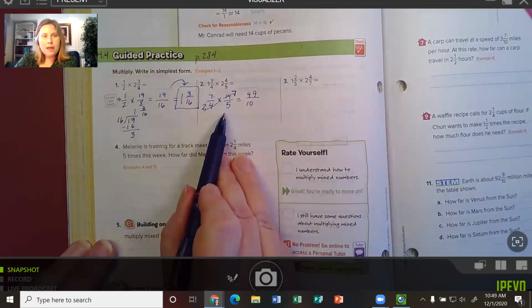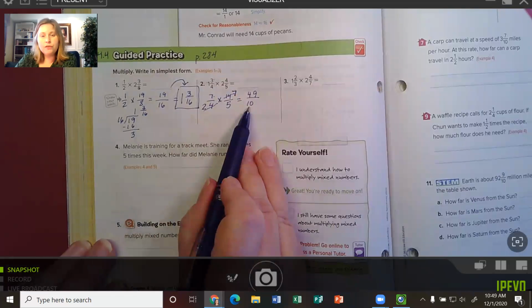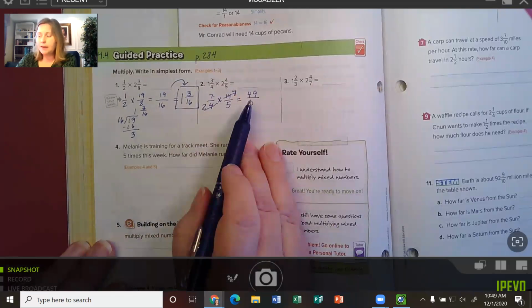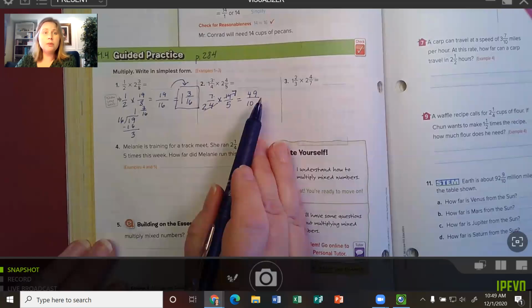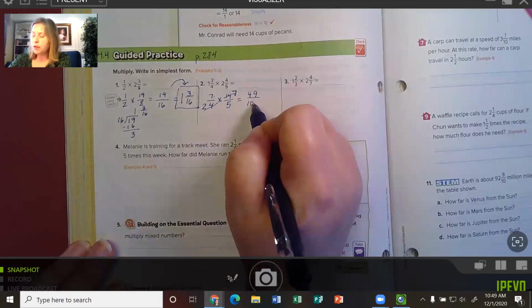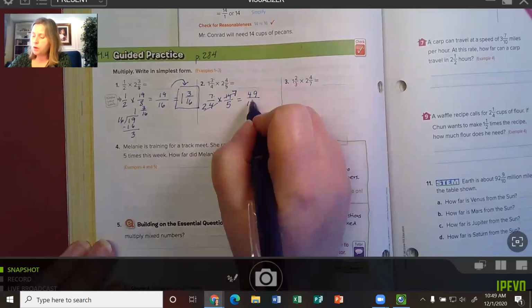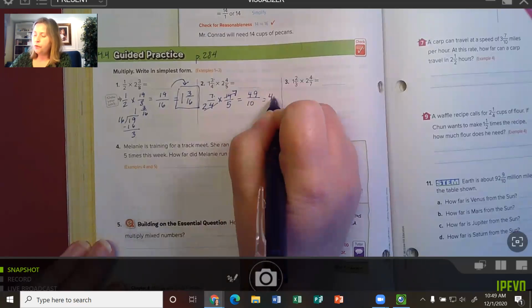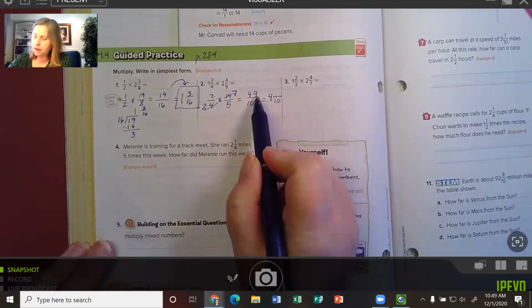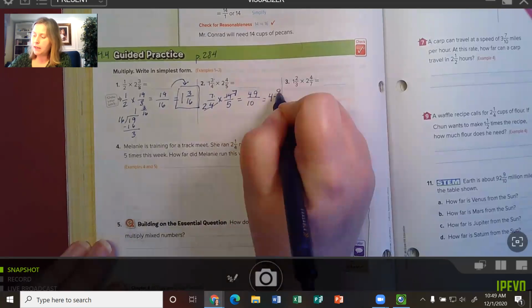So we have 49/10, which we know is going to be really close to 50/10, which would be 5. So 49/10 is just a little bit less than 5. Okay. So how many times does 10 go into 40? It goes in 4 times. 10 times 4 is 40. How many more to get up to 49? 9/10. So 4 and 9/10.